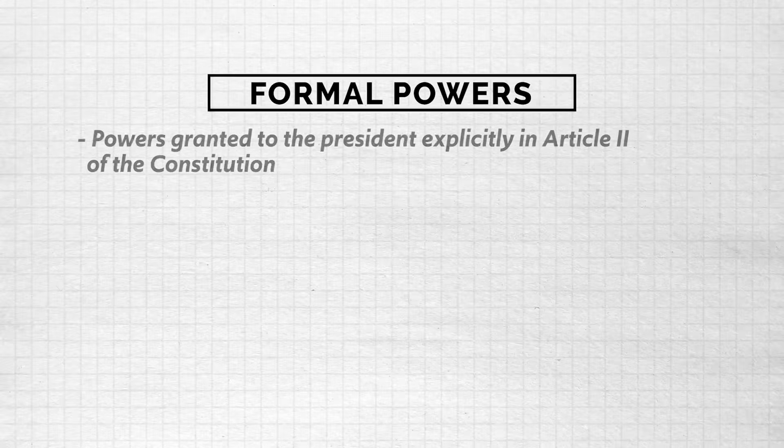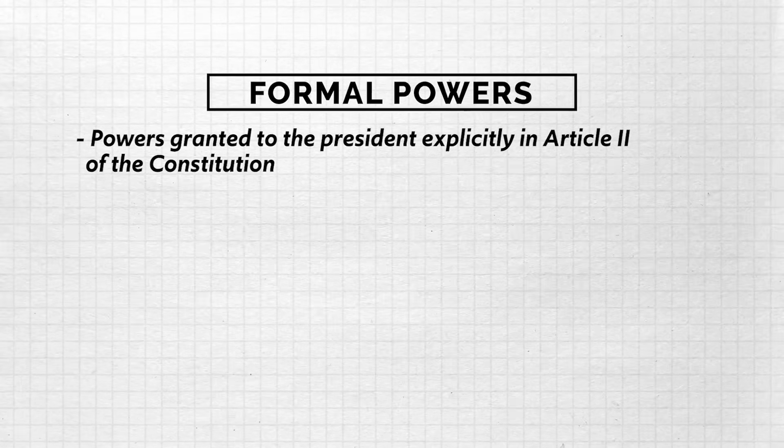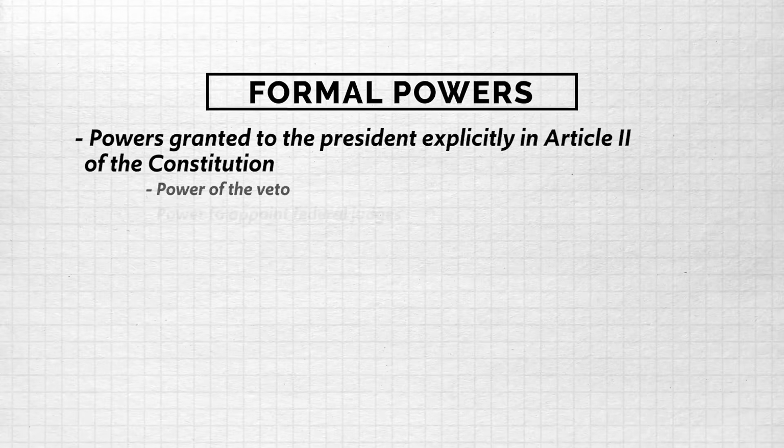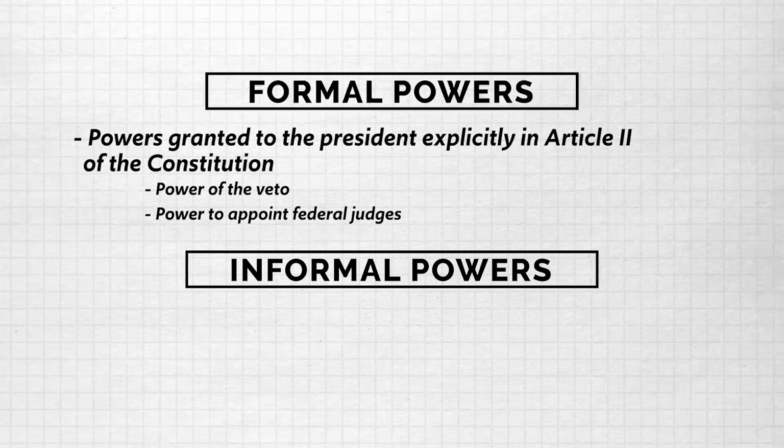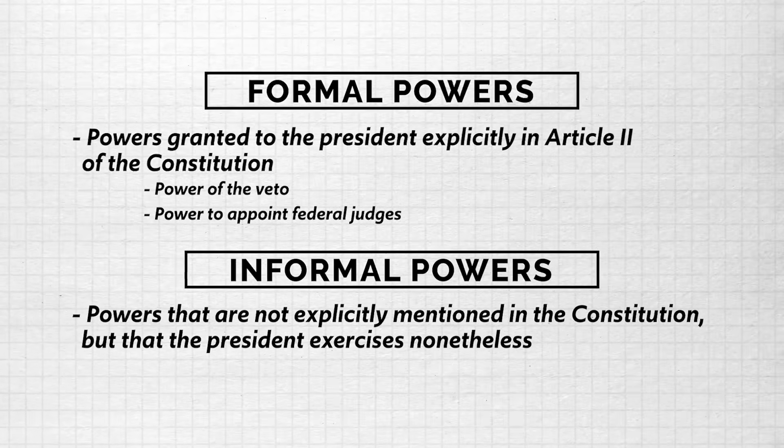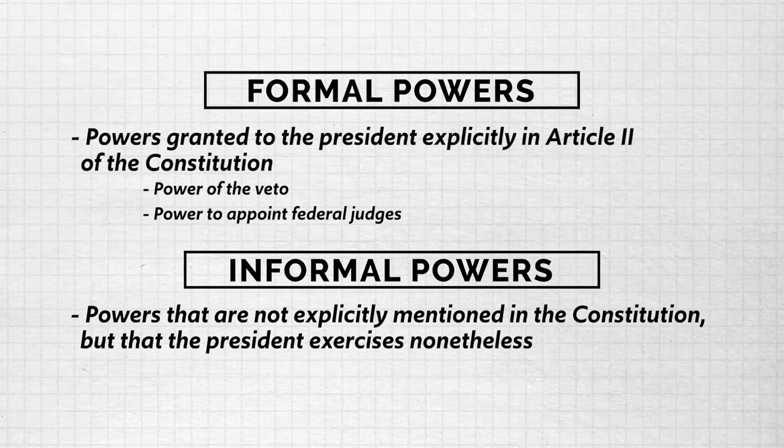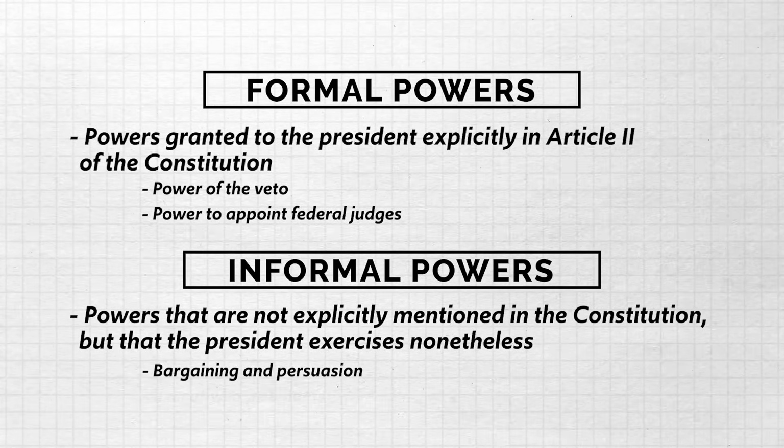Now to begin, let me remind you of what I said in the last video about formal and informal powers of the executive branch. Formal powers are those powers granted to the president explicitly in Article 2 of the Constitution, things like the veto or appointing federal judges. Informal powers are those powers that are not explicitly mentioned in the Constitution, but that the president exercises nonetheless, things like bargaining and persuasion and executive agreements.